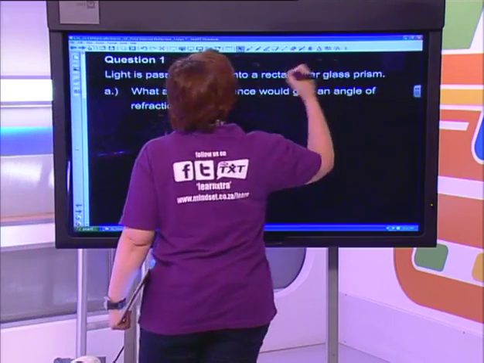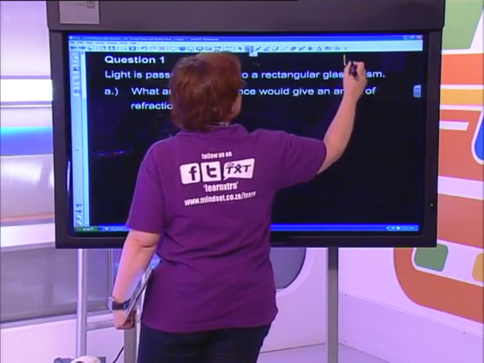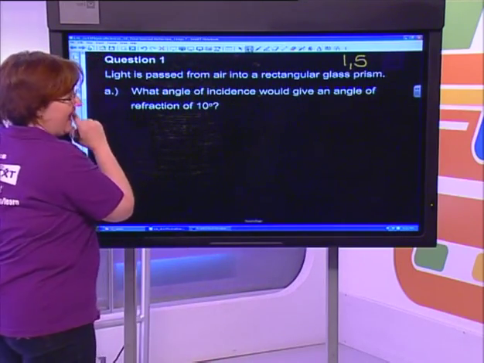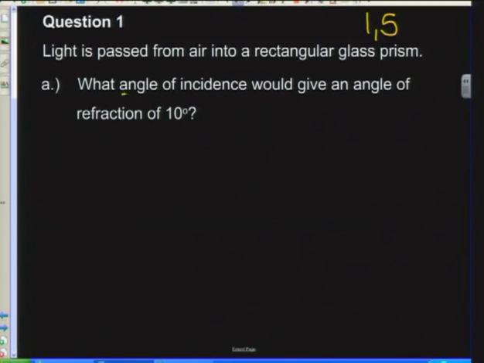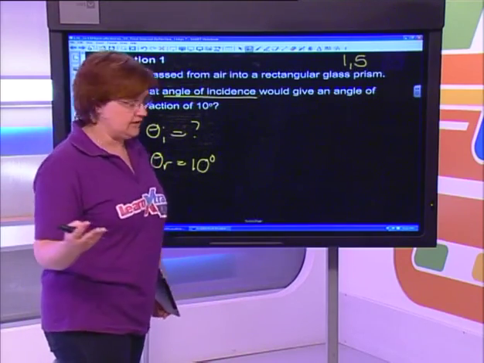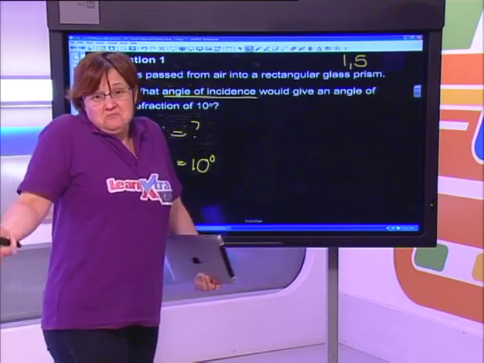And for glass, we're going to use the refractive index of 1,5. Now they ask, what angle of incidence, so I'm asking for theta I, would give an angle of refraction, theta r, of 10 degrees. Unfortunately, sometimes you are going to have to work out the angle. In the last section, before the break, we worked out the refractive index. Nice thing is, we use Snell's law.